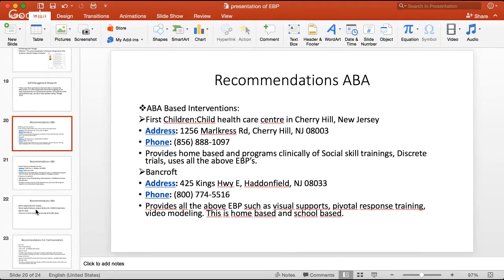Next, we have Bancroft, which is also great. They provide evidence-based practices with the ones that were shown above. They use visual supports, pivotal response training, video modeling. They have home-based and school-based. They are based in the district, and also they have their own privatized schools, and they have home-based instruction and ABA therapy. So it's really great, and they include all evidence-based.